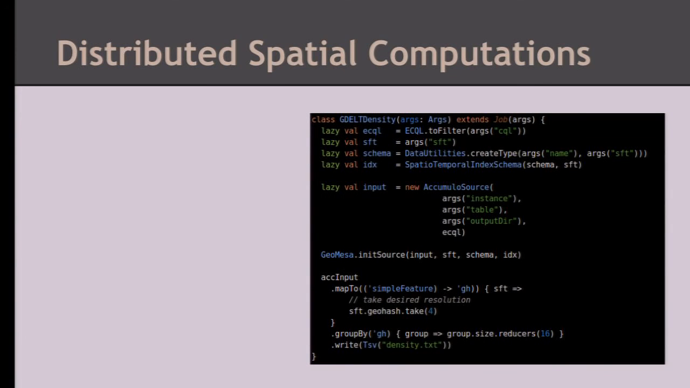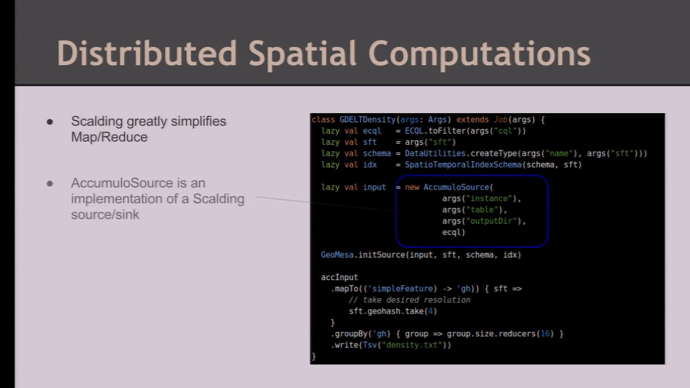This is a quick example. I don't know if you can read this, but this is an example of a density. It computes a density raster against a CQL query, and it's just a dozen lines of code. It runs in parallel on MapReduce. This is basically Scalding, which simplifies MapReduce.